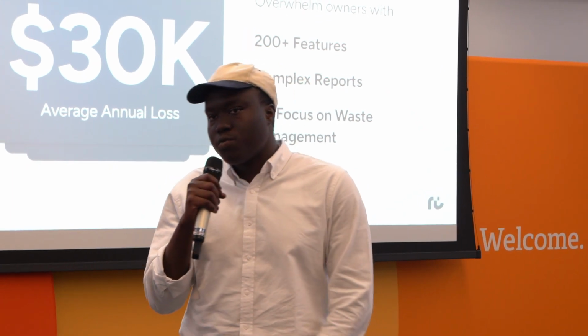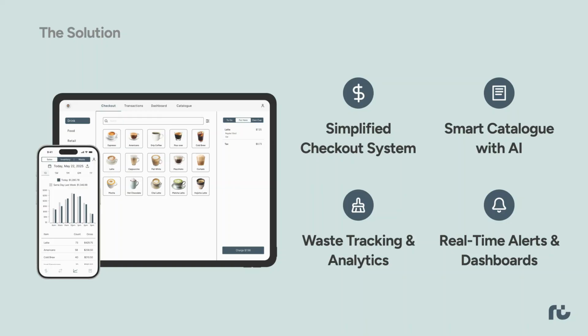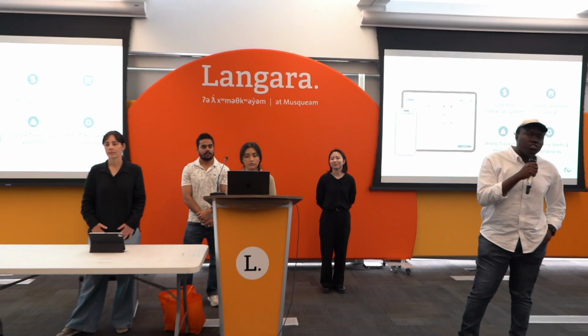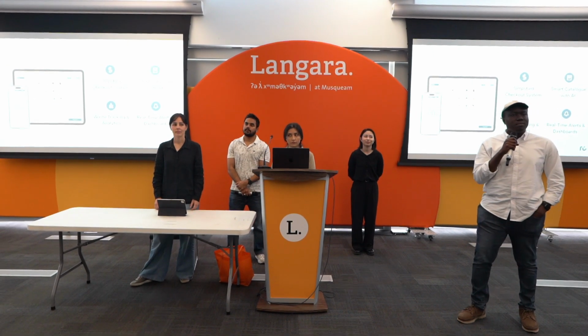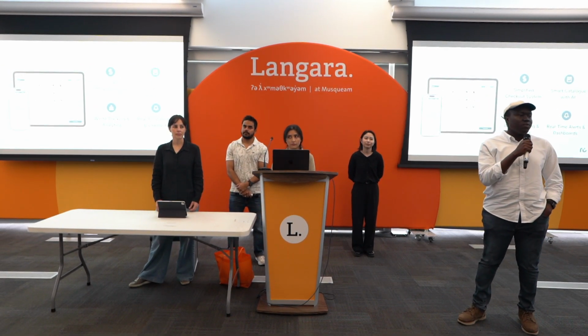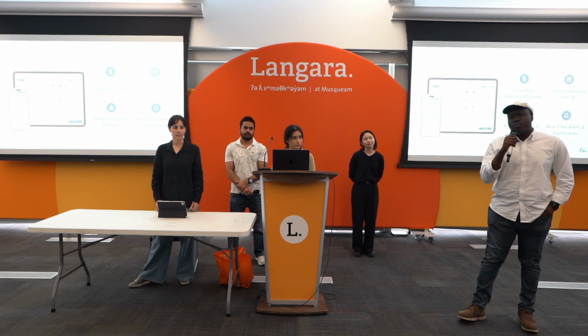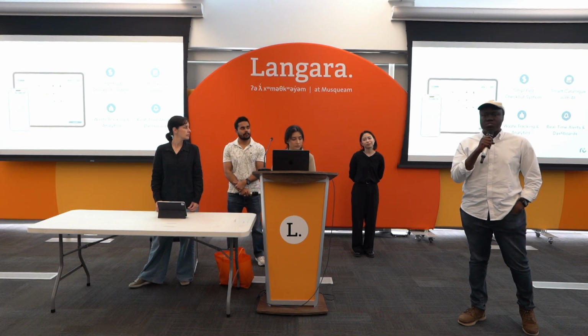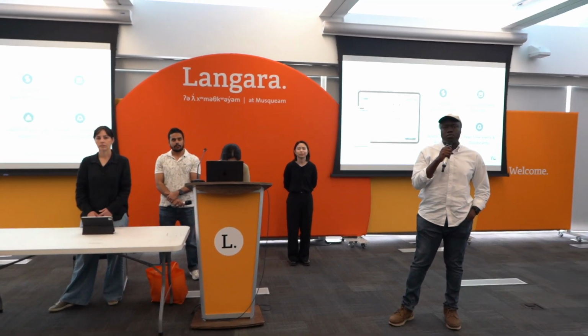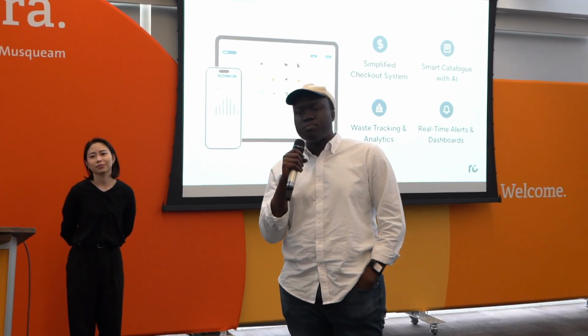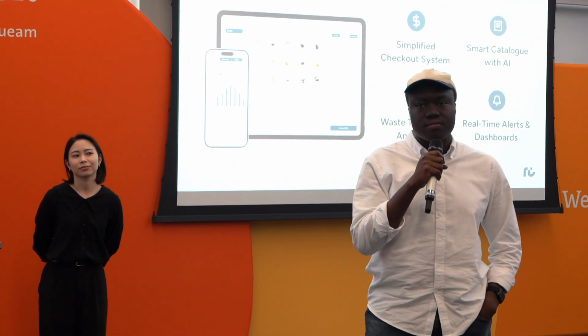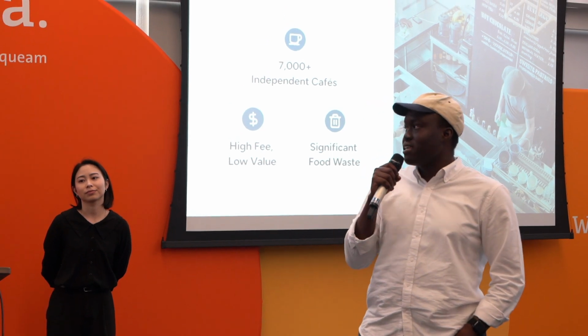That's why we have built Trak, an inventory management solution designed to help these small businesses track stocks, organize items, and manage their inventory. We do this through our simplified checkout system, our smart cataloging with AI, waste tracking and analytics, and real-time alerts and dashboards. These features make Trak the ideal platform for small businesses that are looking for a simple and accessible solution. Now on to our market analytics.